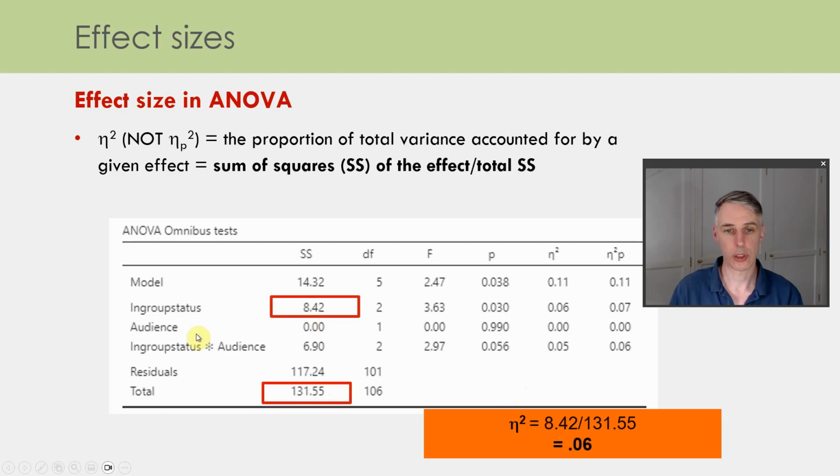So, for instance, the eta squared for in-group status is the sums of squares of the effect divided by the total sums of squares: 8.42 in this case divided by 131.55. And that gives you 0.06.